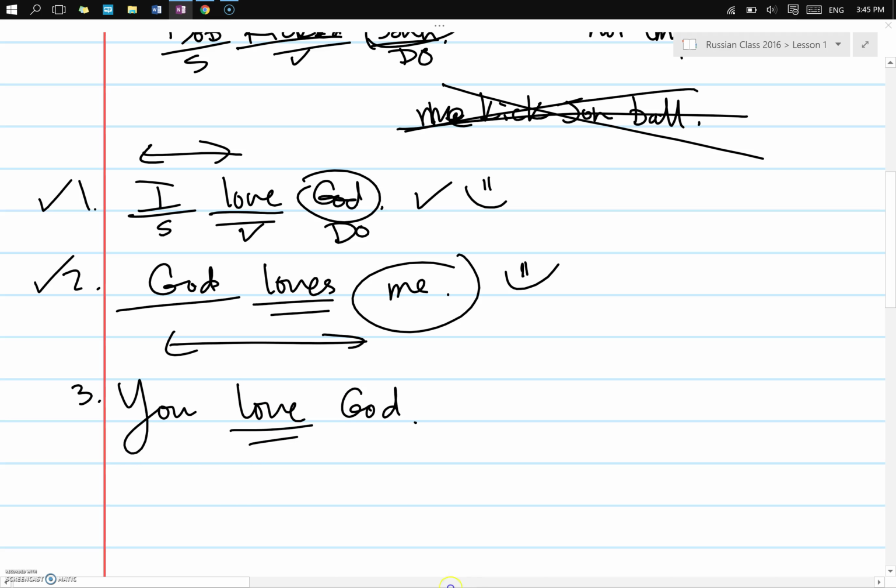Same thing, verb here. Notice that this time there's no S, so that probably means that this is going to be our subject and this is going to be our direct object. It follows the left to right order, so we are good.